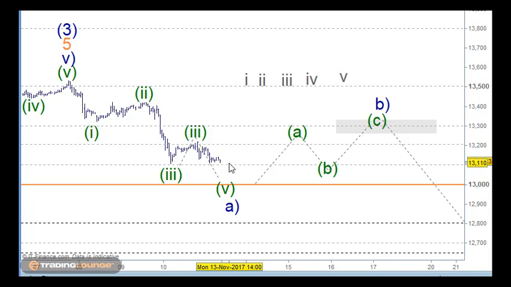then the retest of it, and then come down again. So it needs to migrate from being support to resistance and then down.